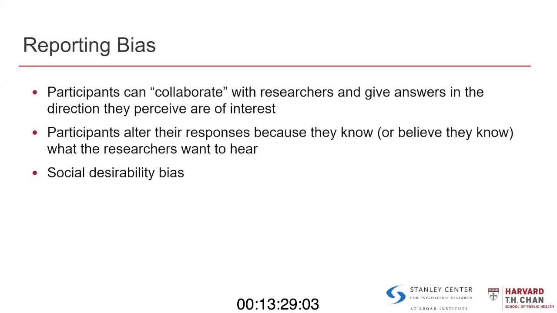The other type of bias is a reporting bias. Participants might collaborate with researchers and give answers in the direction that they perceive are in the interest of the research. Participants may change their information because they know or believe what the researchers want to hear. We oftentimes call this a social desirability bias.